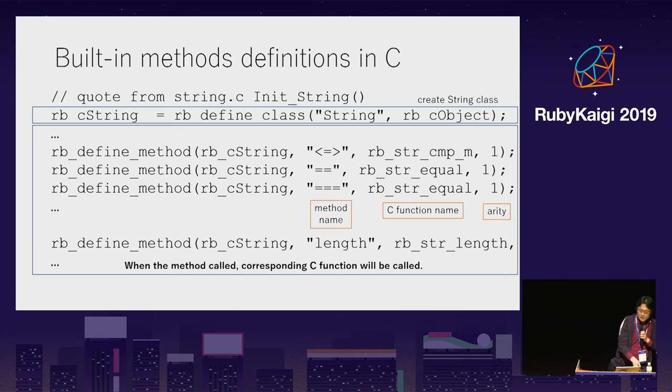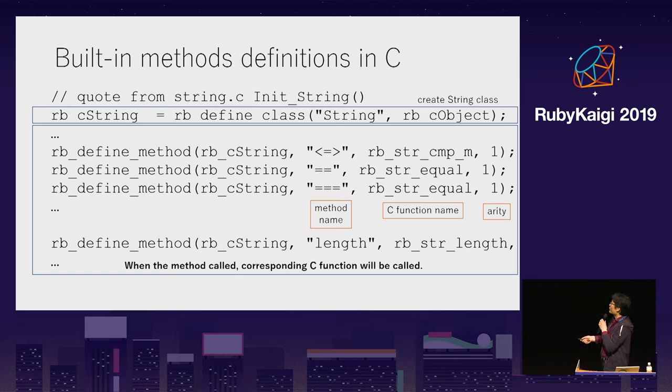This is how to write a built-in method and built-in class in C language. In the C function Init_String, there are two parts. This line defines the class: the rb_define_class function creates a new class. And we call rb_define_method to define each method. In this example, String equal is combined with this function, and the arity, the parameter number, will be one. It is very easy to read for a C programmer, I think.